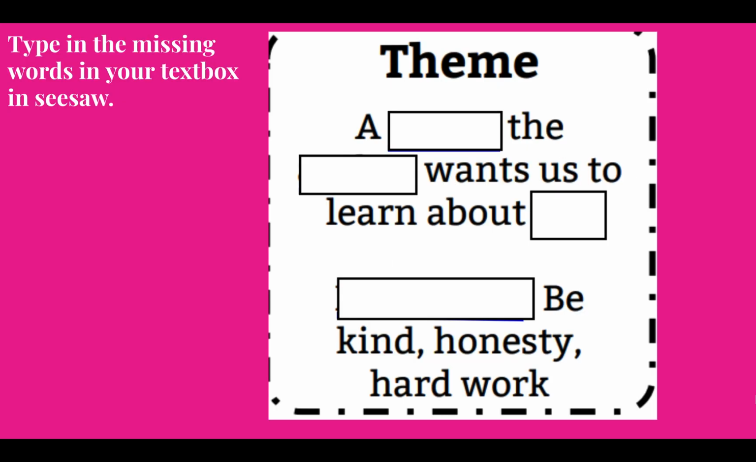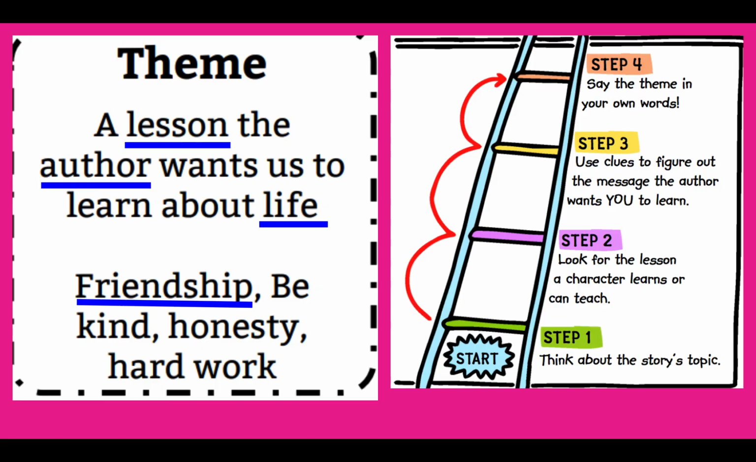So what I want you to do is type in the missing words in your text box in Seesaw. There are 4 text boxes, the red text boxes for this page. Over theme, a story element. So pause your video and write the word lesson in the first text box, author in the second text box, life in the third text box, and friendship in the last 4th text box. At this time, pause and type in your text box in Seesaw.